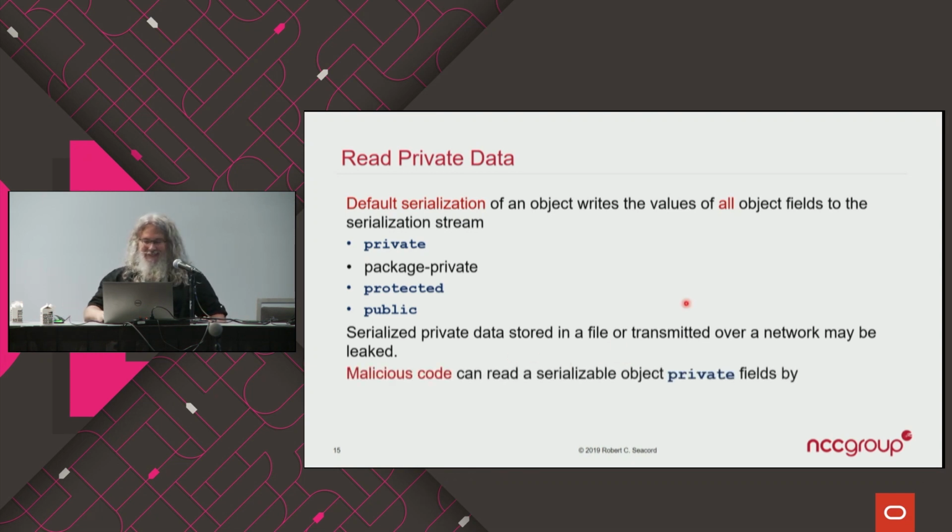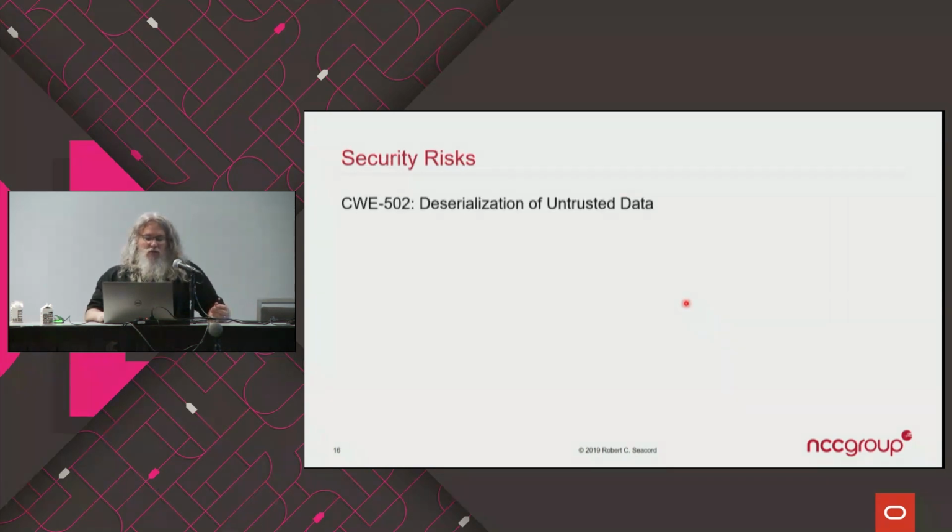Again, malicious code can read a serialized object's private fields by simply serializing the object and then examining the bytecode that gets generated. So CWE, which is MITRE's Common Weakness Enumeration, covers all this under deserialization of untrusted data. Here I'm talking about Java serialization. I have a 40-minute talk on Jackson JSON, which is just about as dangerous. Most of these serialization and deserialization technologies, or marshalling and unmarshalling technologies, all seem to be exposed to the same sort of problems.